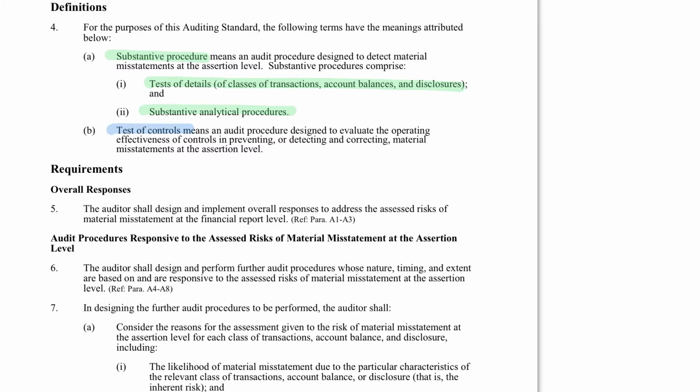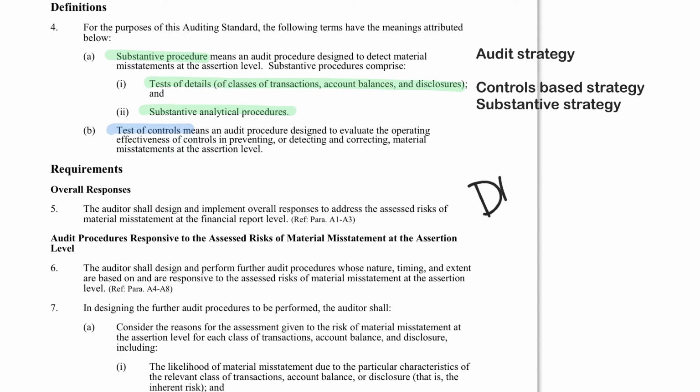Now, these two types of procedures are actually linked to the audit strategy that we're going to use. And we have two main types of strategies. We have a strategy based around controls, so a controls-based strategy for the audit. And the other one is a substantive strategy for the audit. And remember that our audit strategy is going to be linked to how we implement the audit risk model. So the audit risk model is detection risk, audit risk, inherent risk, and control risk.